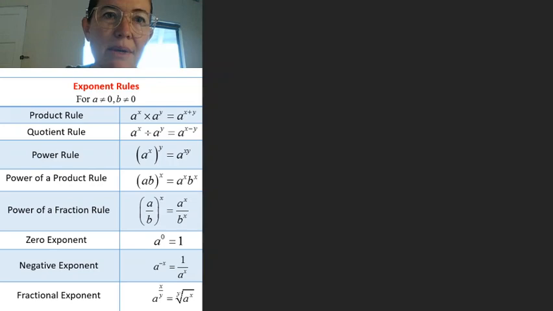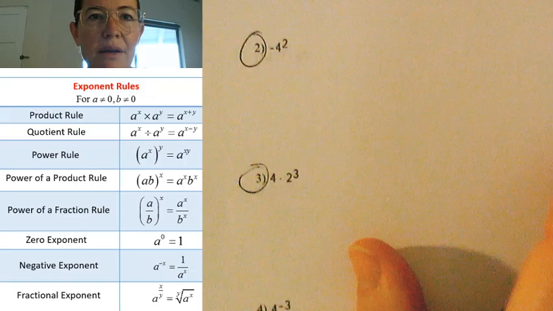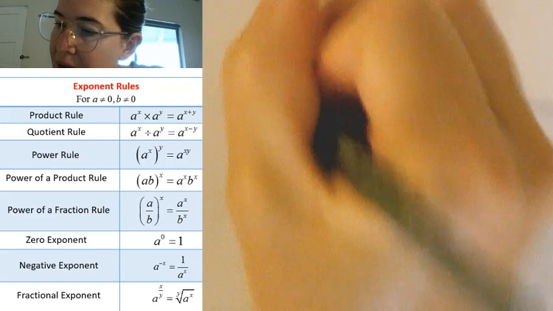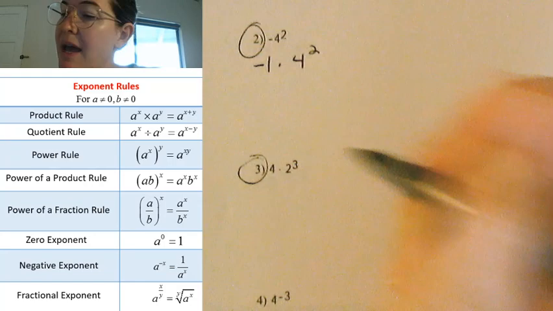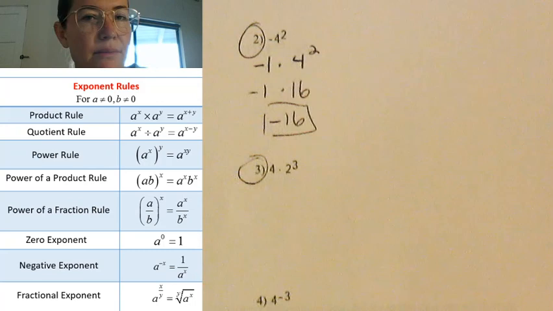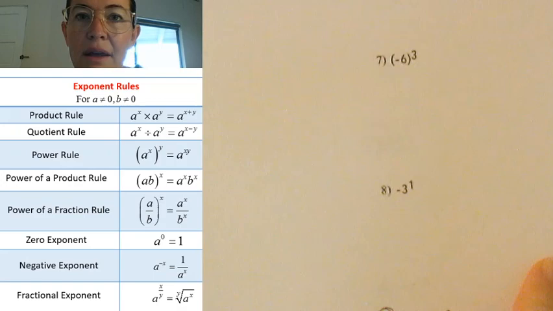Let me zoom in. All right, so I like number three. Oh, actually, I kind of like number two as well. I'll just do number two. So on this one, very important, when you don't see parentheses around that negative, that means this is like a negative one times four squared, and then you need to use PEMDAS and do your exponents and then multiply. So that's gonna be 16 times negative one, so that'll be negative 16. If you do have parentheses like on number seven, then it's just negative 6 times negative 6 times negative 6.